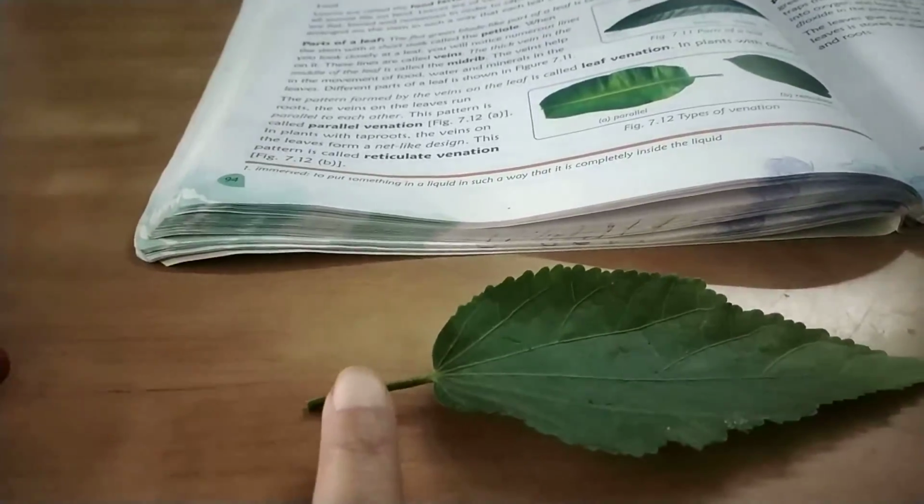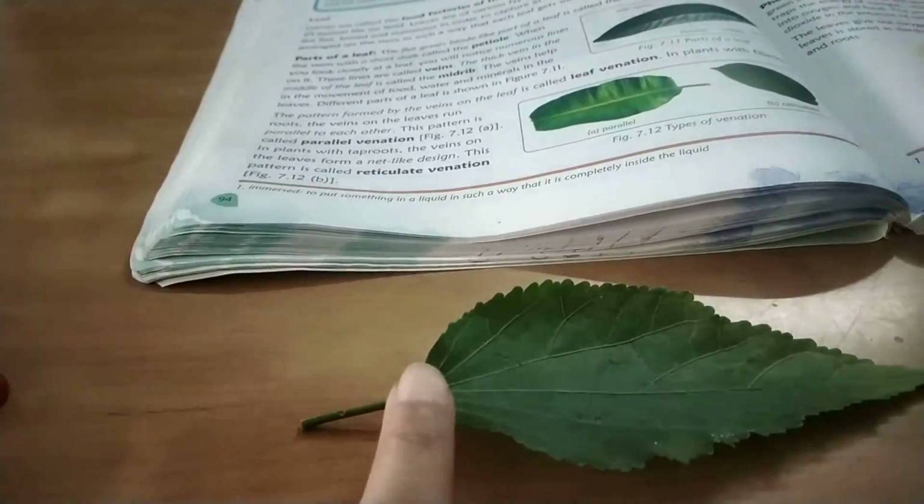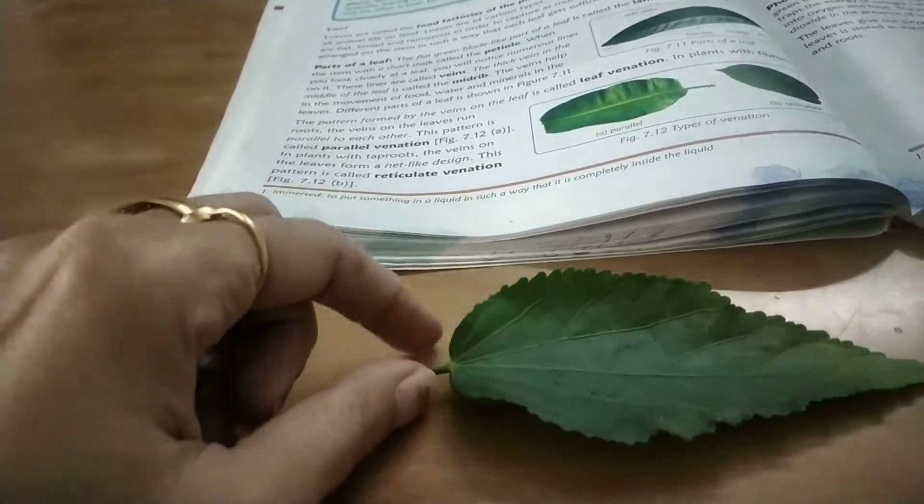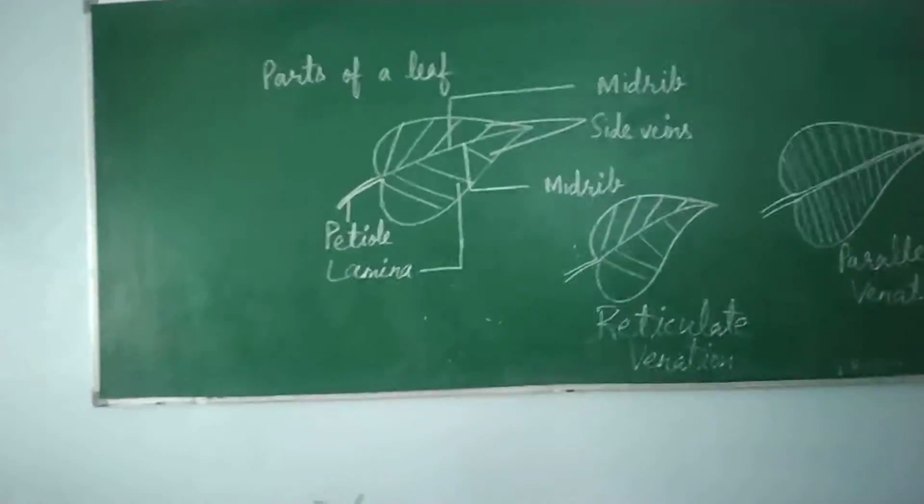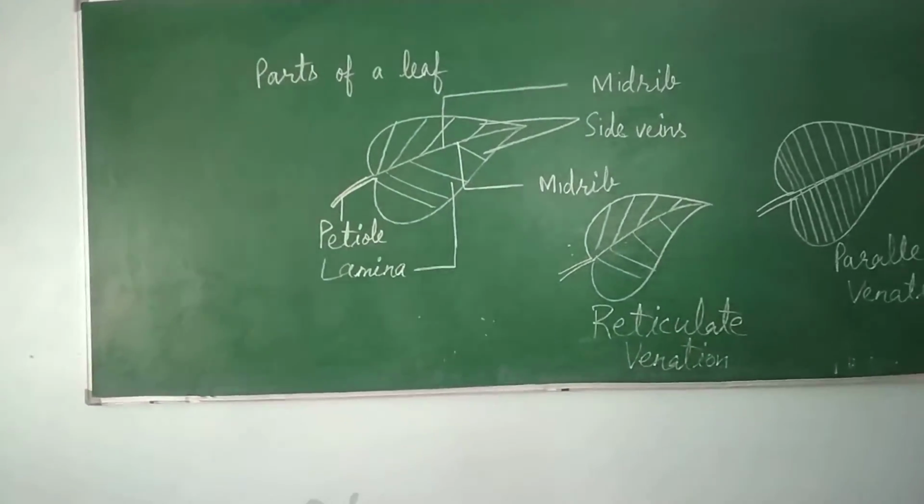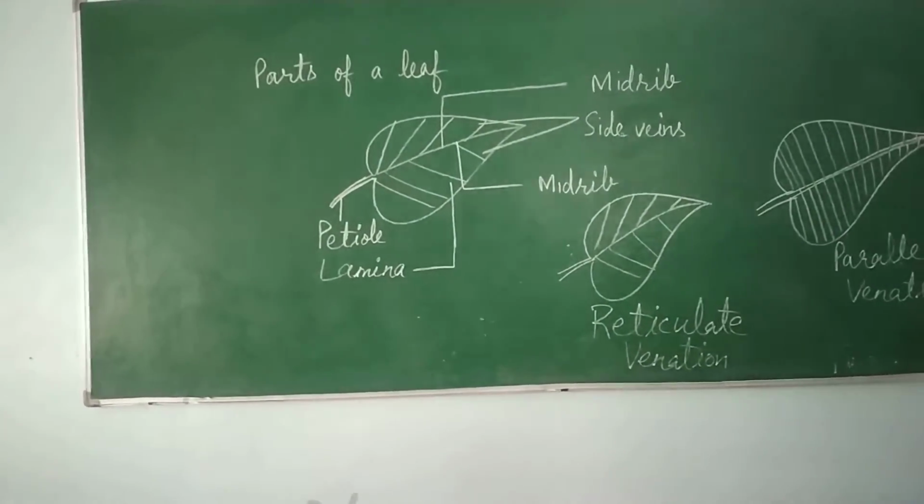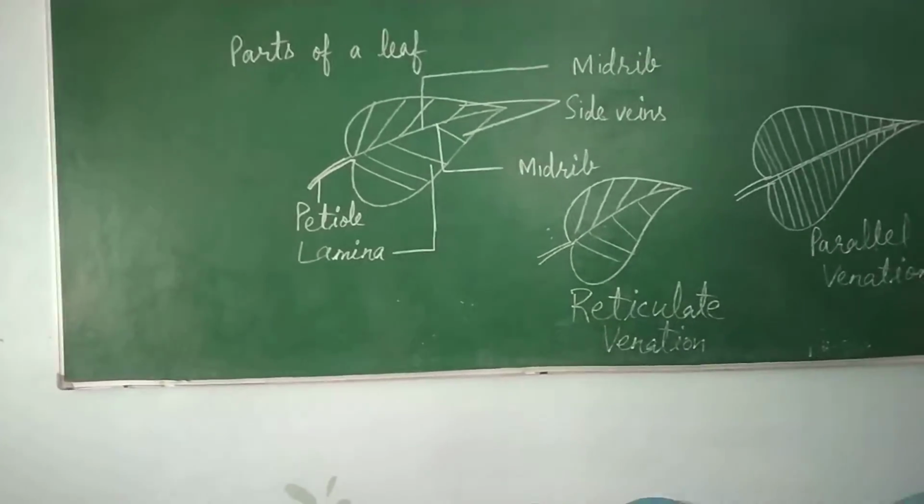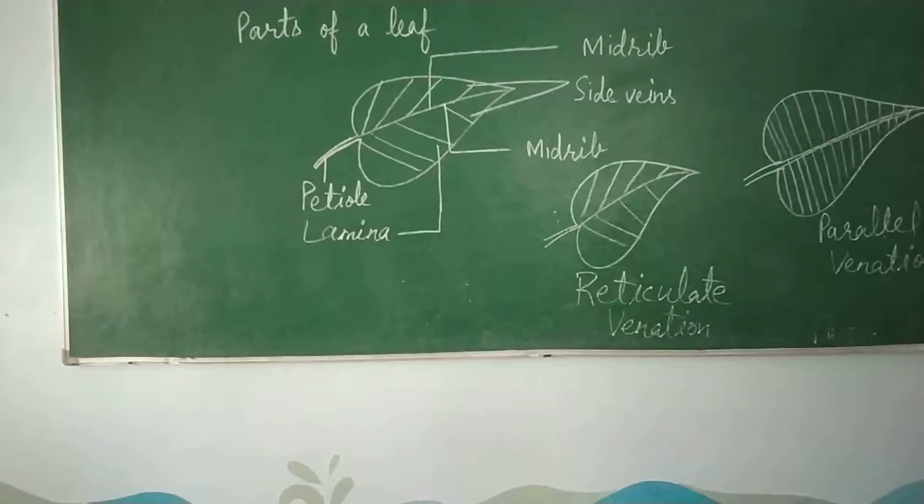So this part is known as lamina, and it is attached to the stem with a short stalk. You can see the stalk also. This is known as petiole. I am showing you on the board also. I have drawn the petiole. So what is a petiole? Lamina is attached to the stem with a short stalk called the petiole.